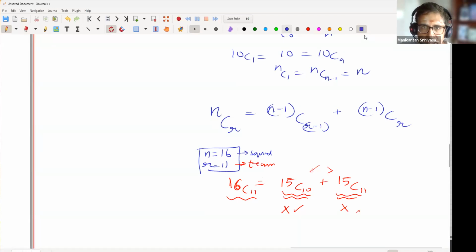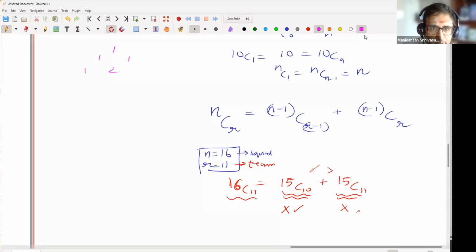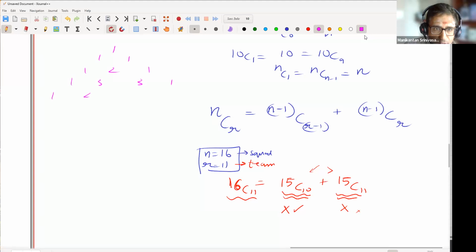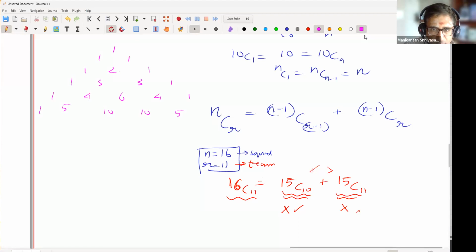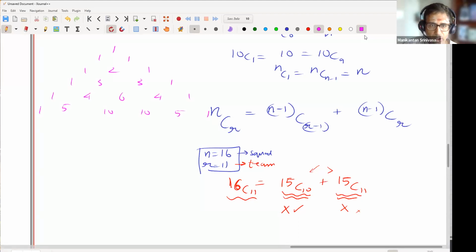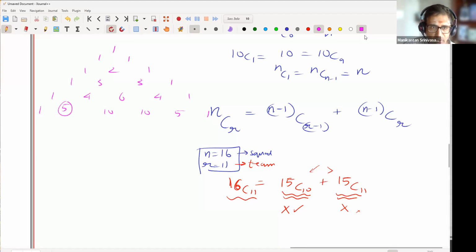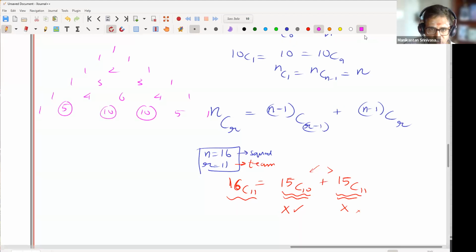How do you build your Pascal's triangle? It's 1, 1, 1, 1, 2, 1, 1, 3, 3, 1, 1, 4, 6. All of you would have seen Pascal's triangle, I don't need to talk about it. So 1, 5, 10, 10, 5, 1. All of these are your choosing, so this is 5 choose 1, 5 choose 2, 5 choose 3, and so on.